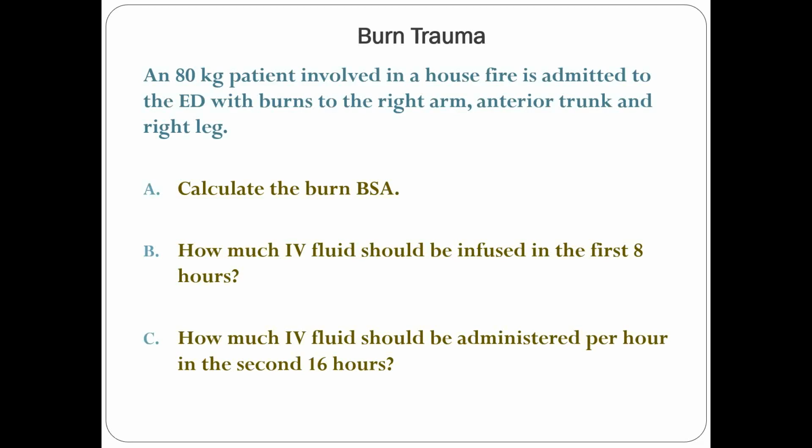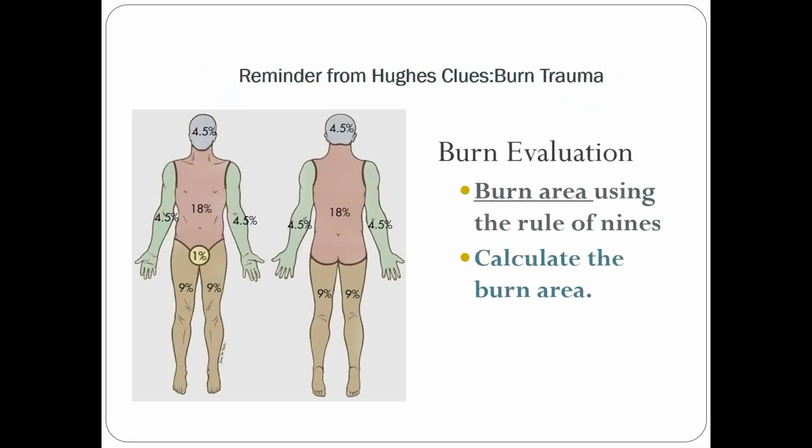And then the third is how much IV fluid should be administered per hour in the second 16 hours. So let's address each one of these questions one at a time. First, calculate the burn body surface area. In our course, we calculate the burn body surface area by using the rule of 9.